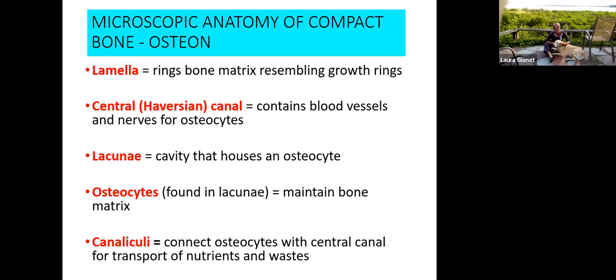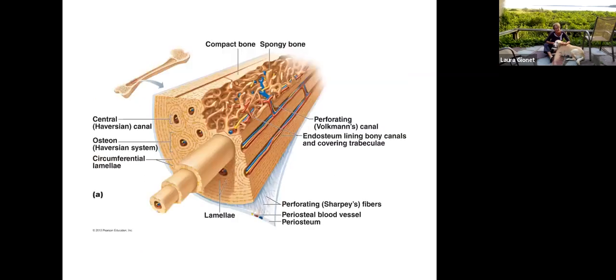Those cells are alive. In return, the metabolic waste products of cellular activity of the osteocytes will travel in the opposite direction, from where it's being generated in high concentration in the cells, through the canaliculi back to the venous blood supply, the blue vessel, and be swept away. So those canaliculi connect the osteocytes with the central canal for transport of nutrients and wastes.